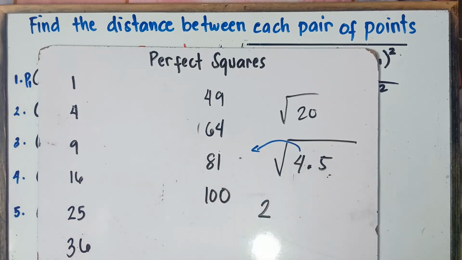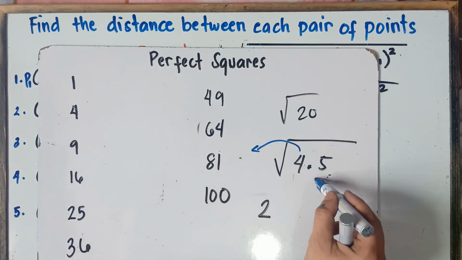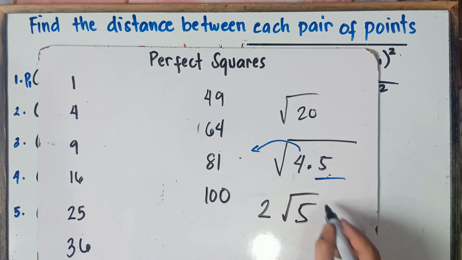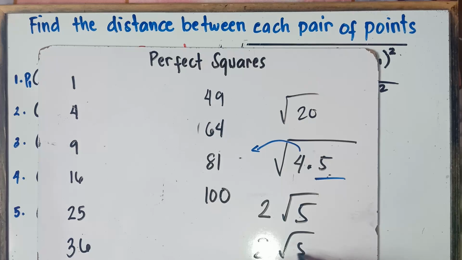The square root of 5, class. Do we have square root of 5? Nope, we don't have square root of 5. Simply copy square root of 5. And that would be the answer, class. 2 square root of 5.